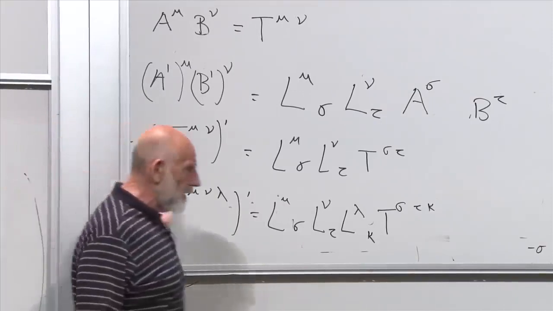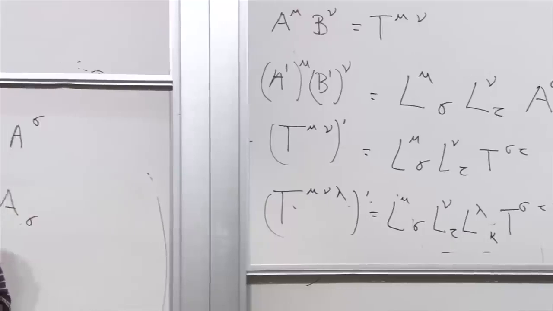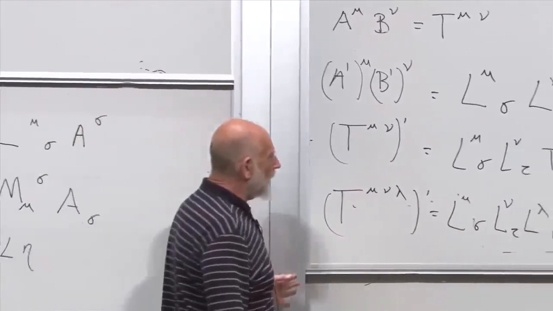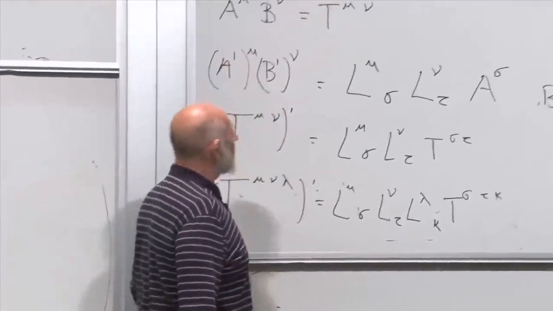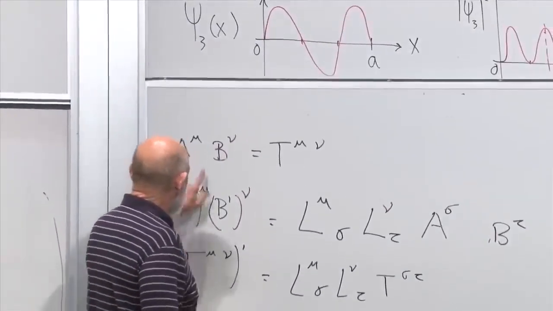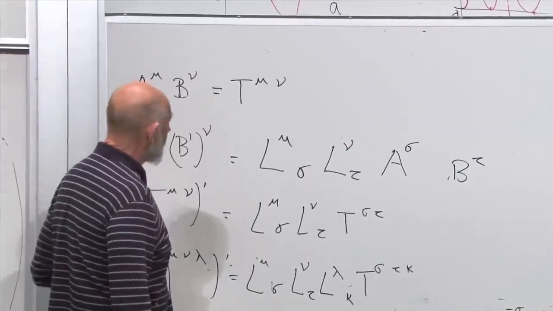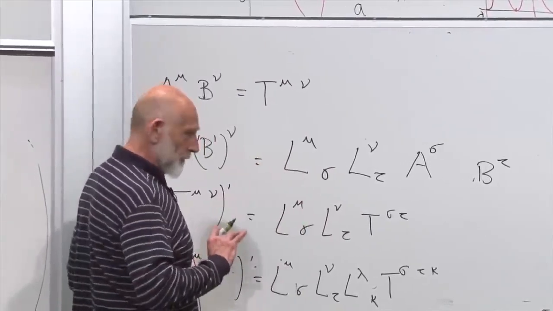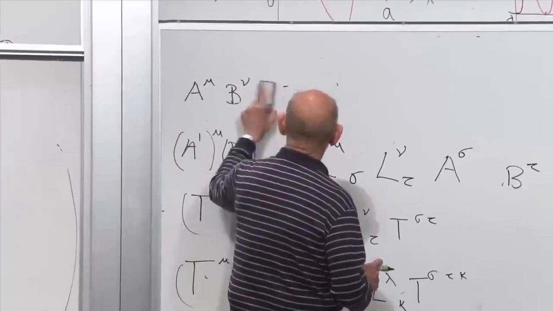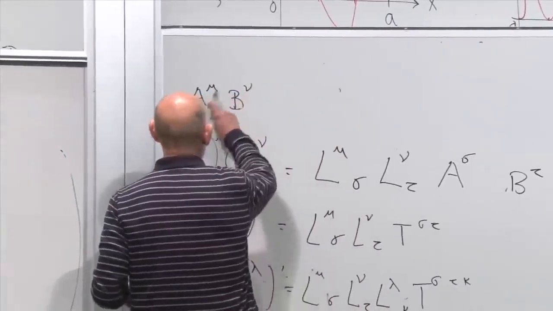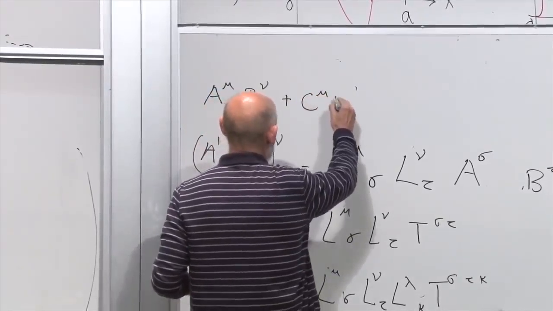And of course, you generalize the hell out of this, any number of indices, and that's basically the definition of a tensor. The definition of a tensor is a thing which transforms like this. Now, as I said, not every tensor is formed from the product of two vectors. For example, suppose there were two other vectors, C and D. We could take A mu, B nu, and add it to C mu, D nu.